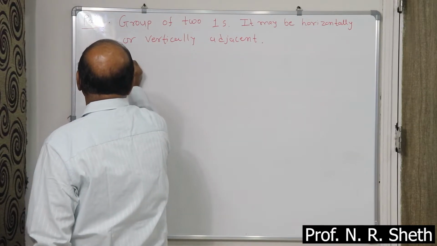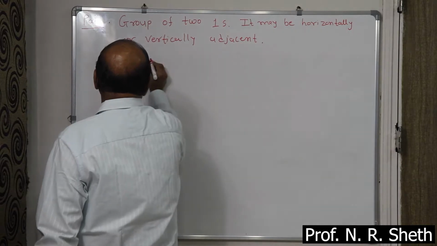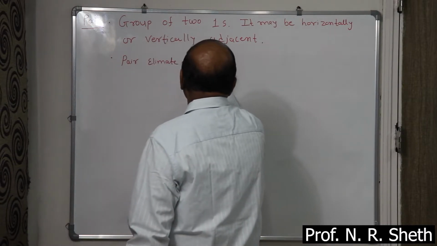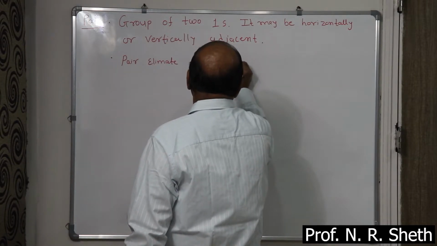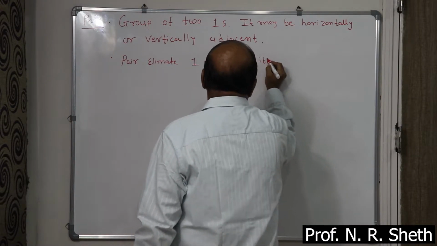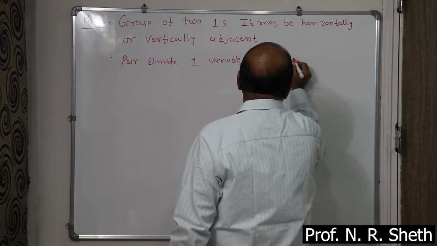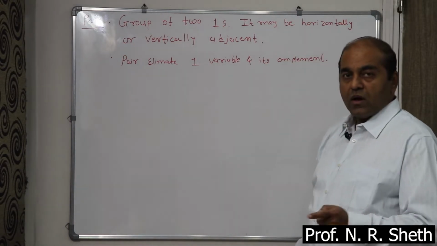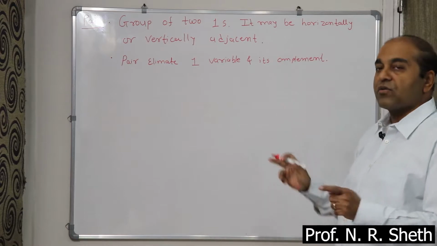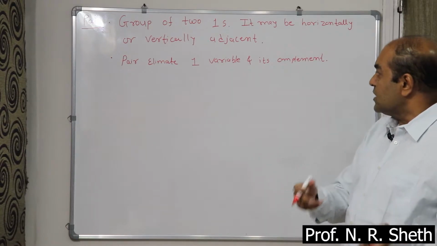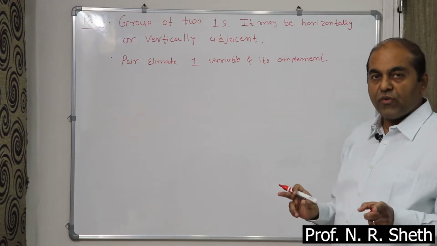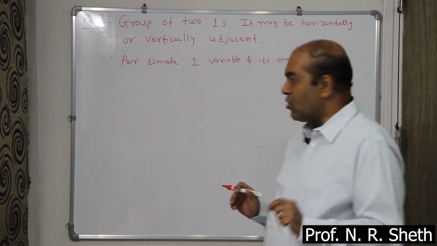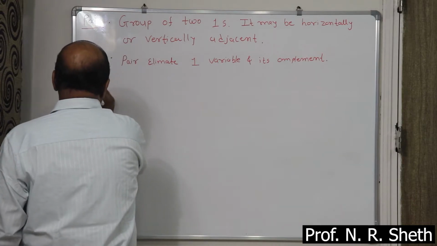And point number two, a pair eliminates one variable and its complement. How it cancels one variable and its complement, that we will discuss in the example. Two points: it's a group of 2 ones either horizontal or vertical, and second, it eliminates or cancels one variable and its complement.